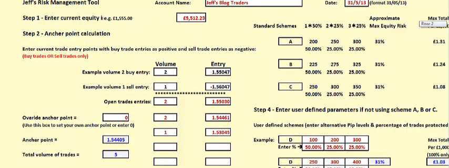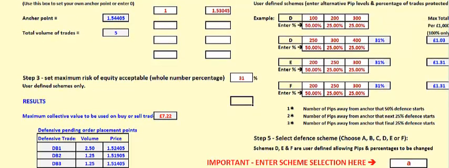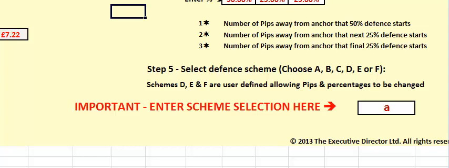We came across a figure a little earlier which I didn't point out under results. This is this area here of £7.22, and that is actually the maximum collective value to be used for either buy or sell trades. Once we've input all this information, we get a set of results, as can be seen on the bottom left here.